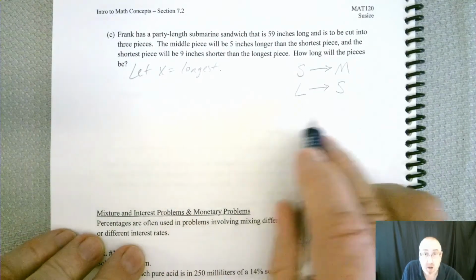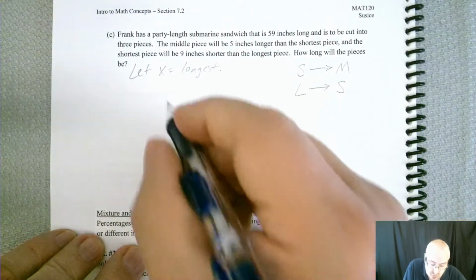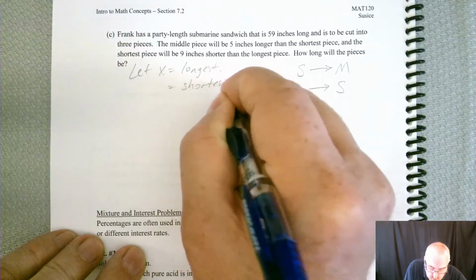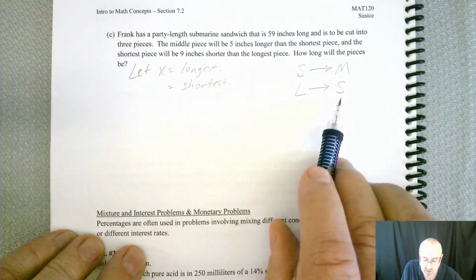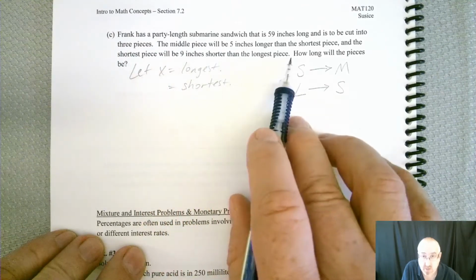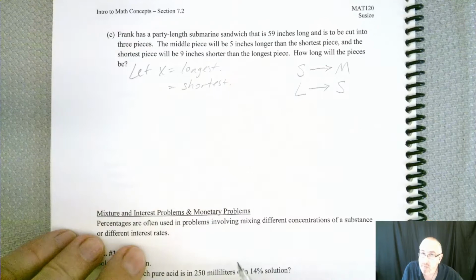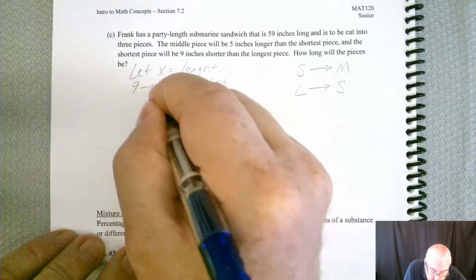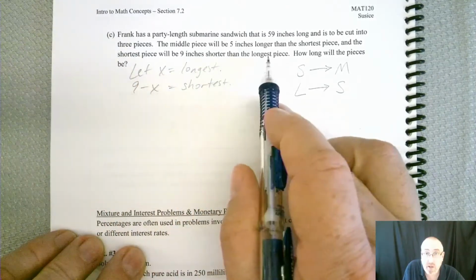And now from the longest, I can get to the shortest. So I'm going to do the shortest next. And so how did those compare? It's 9 inches shorter than the longest piece. So how should I write that? Shorter means subtraction, but how should I write it? Should I write 9 minus x? 9 inches shorter than the longest piece.